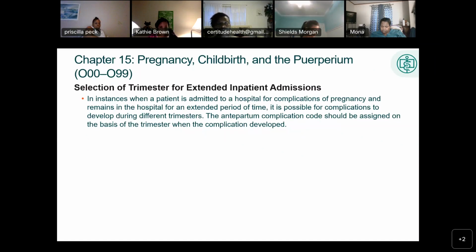So the antepartum, which is during the pregnancy, complication code should be assigned on the basis of the trimester when it actually started. So same example, someone at 27 weeks and their water breaks, and then they say, okay, well, we're going to put you on bed rest, then you will continue to use that particular diagnosis code with the trimester that the complication took place. So if it was at 27 weeks, that would be the second trimester. And the third one starts at 28 weeks.